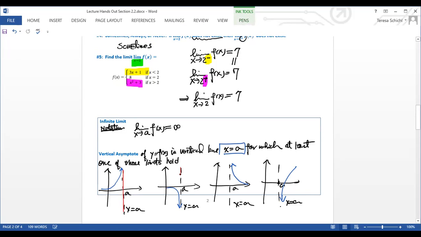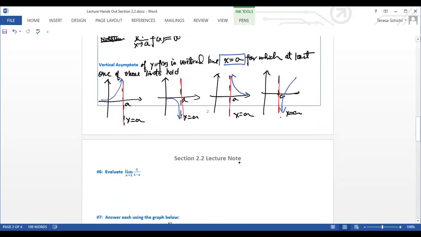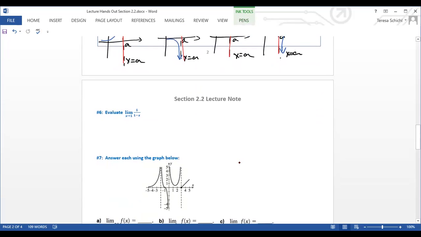So this is what we call the asymptote. That means your function is going to get into the infinities here. Now let's take a look at the problems. So now I want to evaluate.